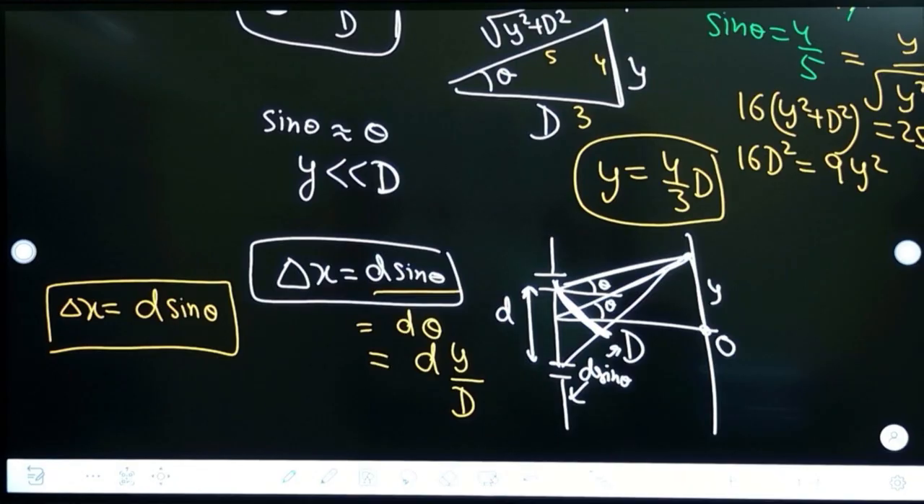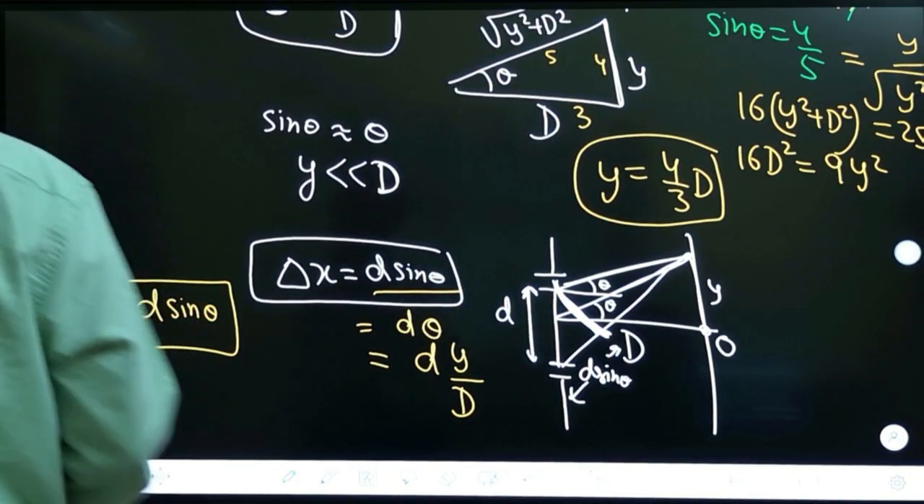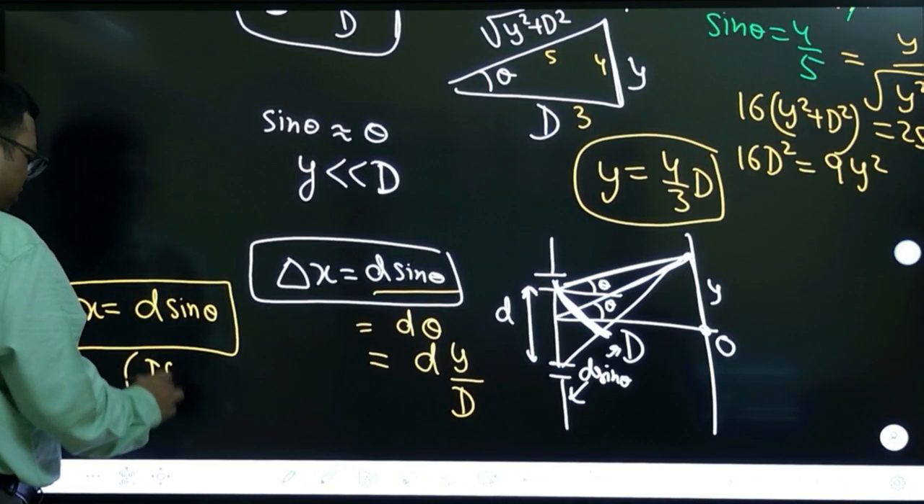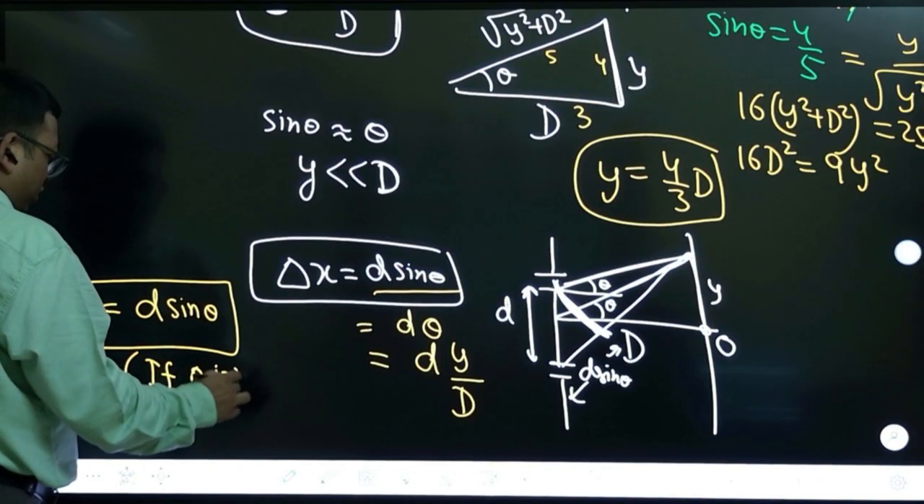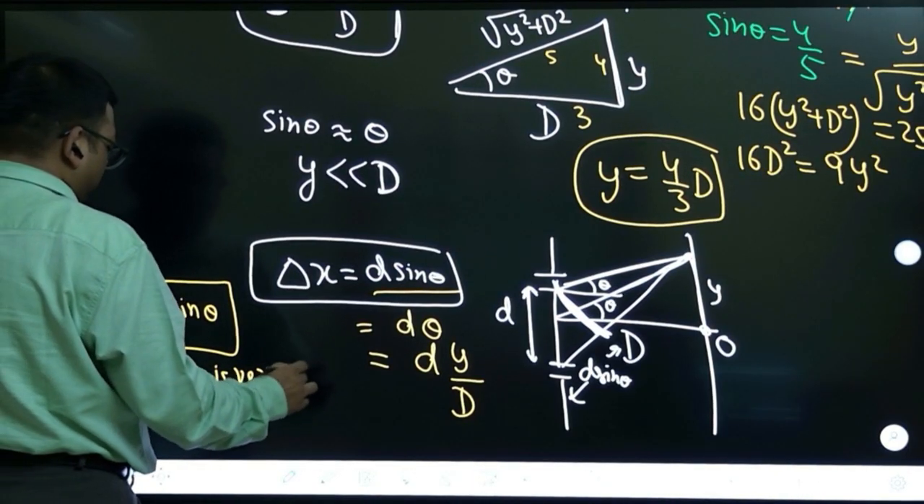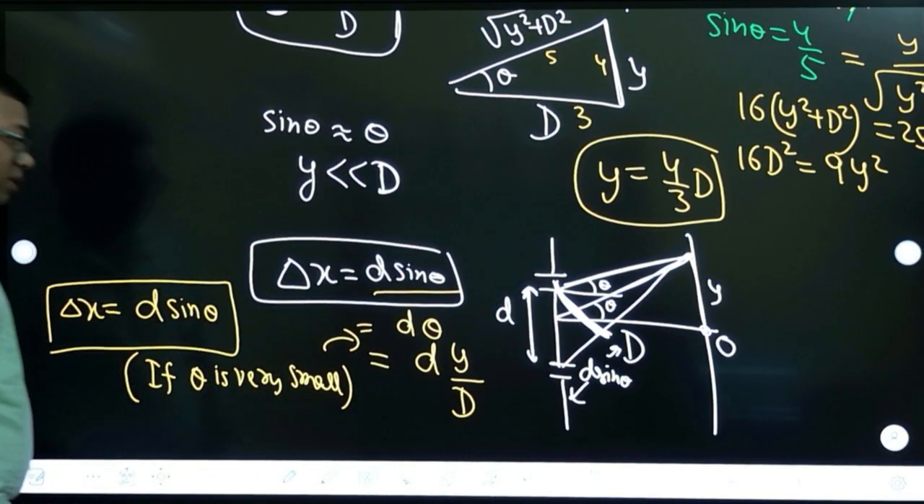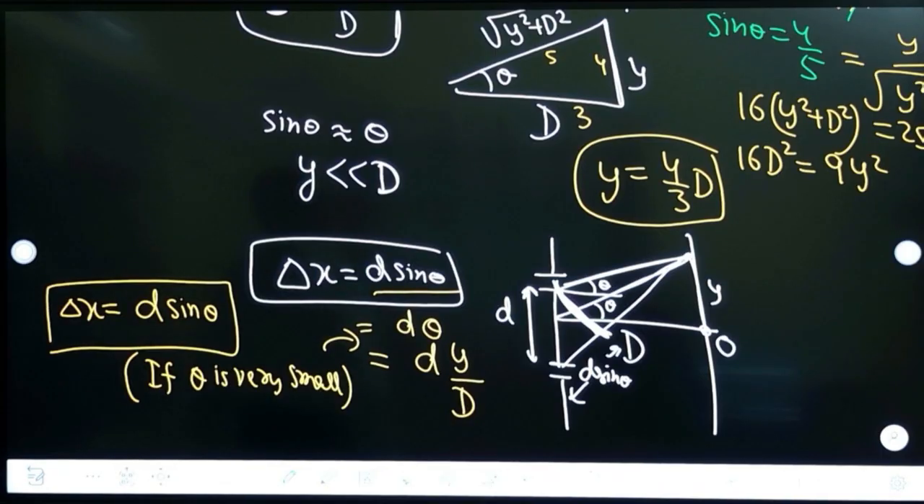That is what the mistake is. Right? Then they should not tell this to them. They have to tell that if theta is very small, then only we can go for this. Otherwise, we cannot go. But how do we know theta is very small? That is also a problem.